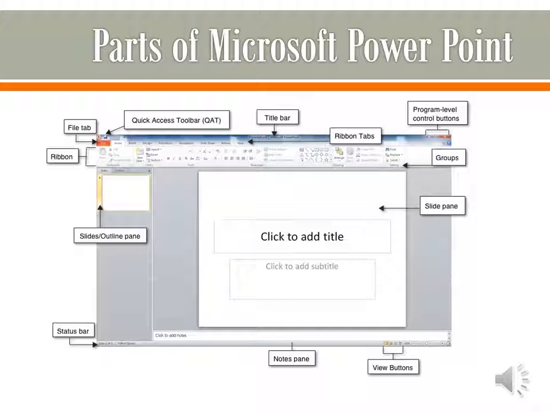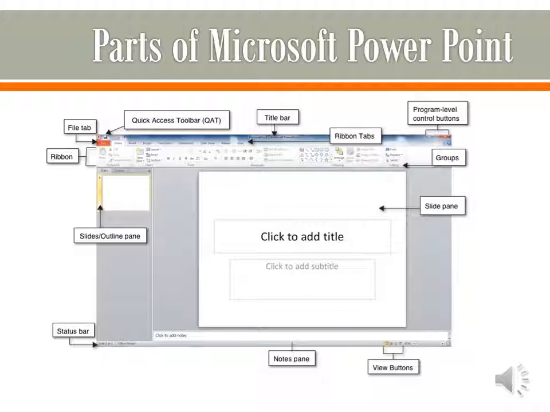You've got your slides outline pane. This is going to show you all the slides that you have and that you're using. You can also click on that outline and it actually breaks it down into words instead of slides. And then you've got your slide pane, and our very first slide, we've already learned from our terminology, is our title page slide. So that's how this has started out.